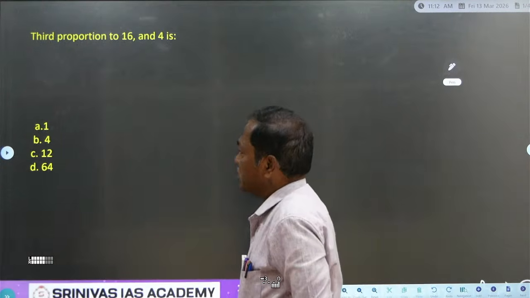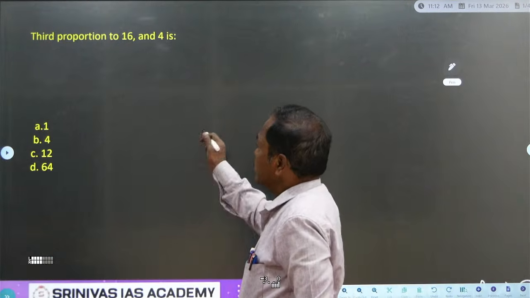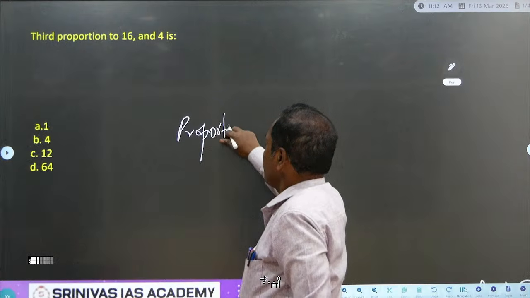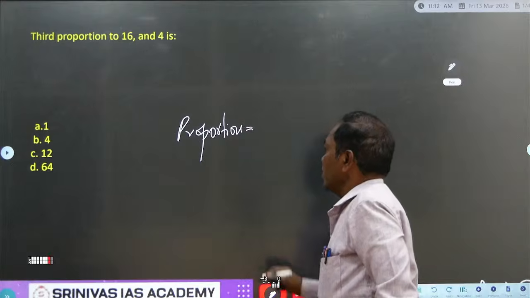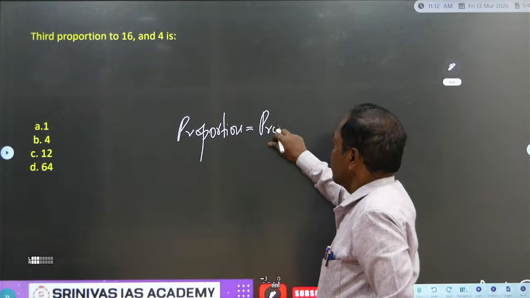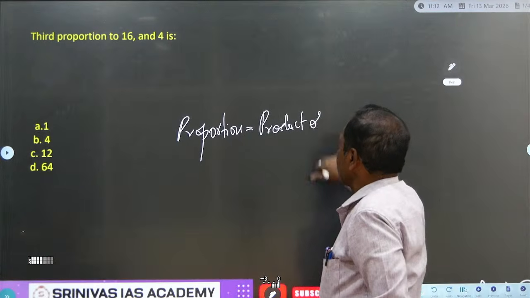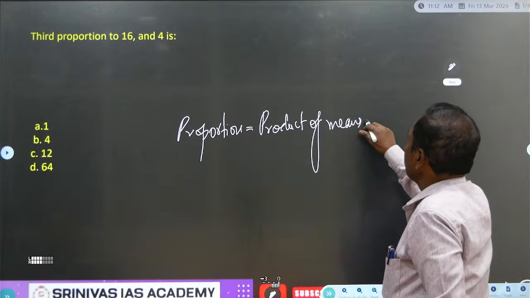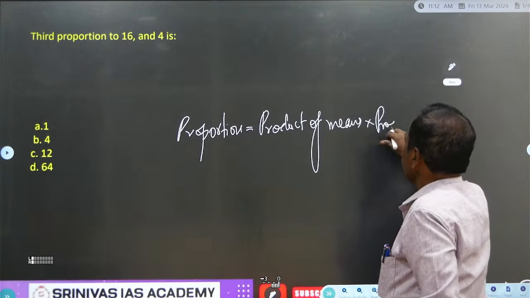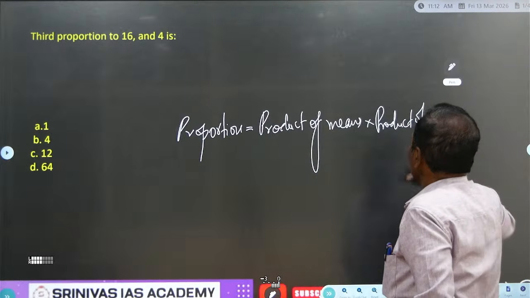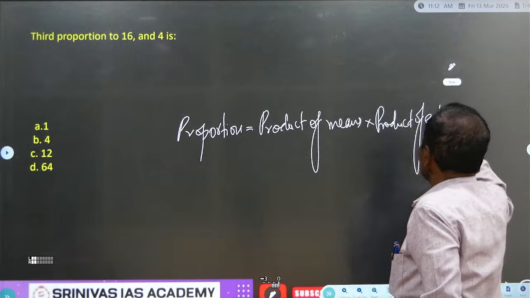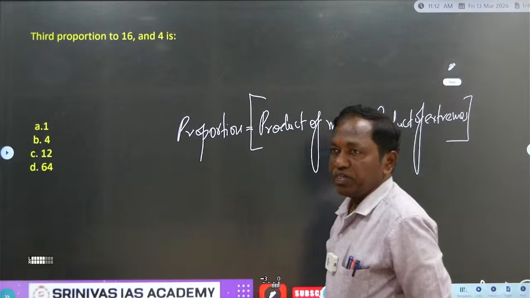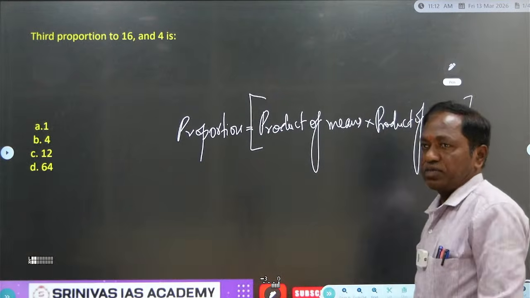What is a continued proportion? Normally, say, proportion means what? Product of means is equal to product of extremes. Product of means is equal to product of extremes, in ratio and proportion.